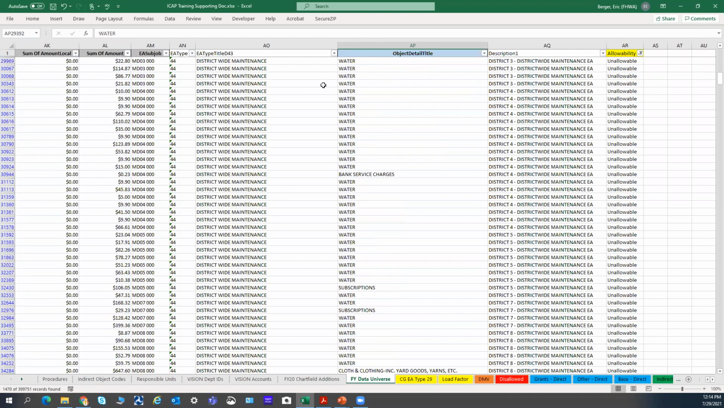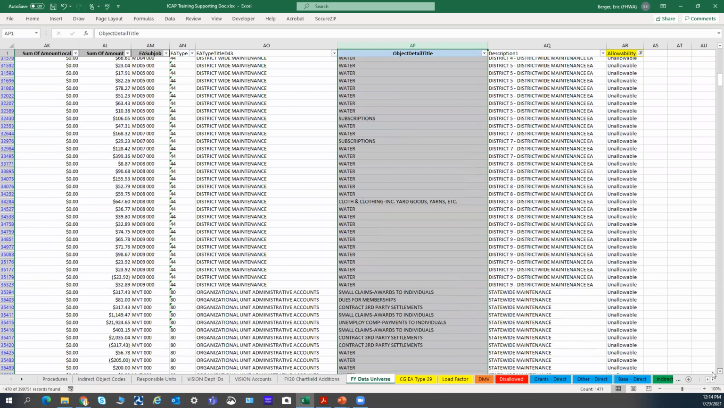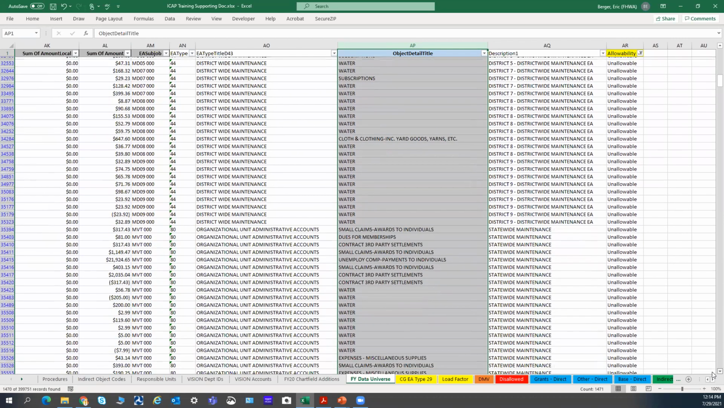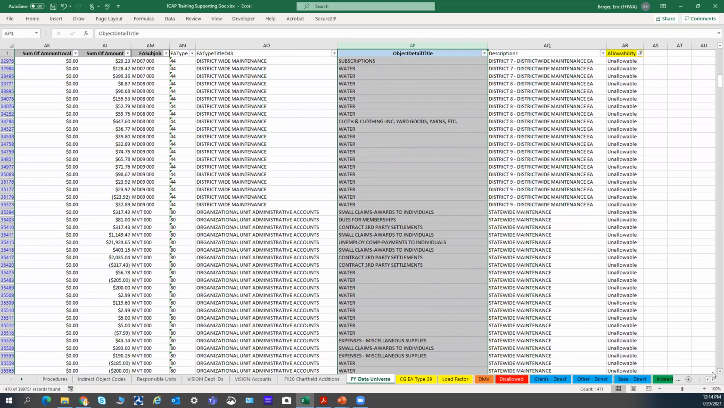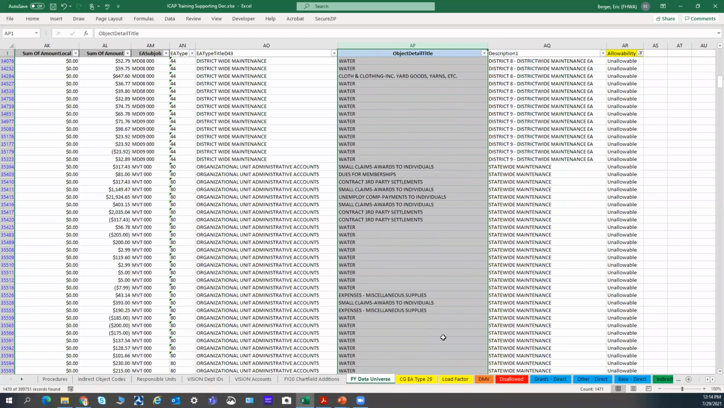You can see I'm looking at this column right here. But as I arrow down, let's see if we can find some others. There's some clothing, yard goods. There's yarn, interesting stuff. Small claims awards to individuals, dues for memberships, just a whole bunch of stuff. But they've done it right here. But let's move on, because this was just the universe, but this is where they started.